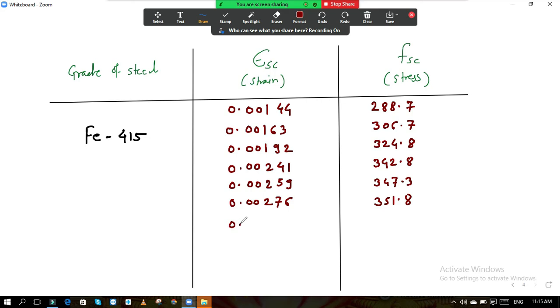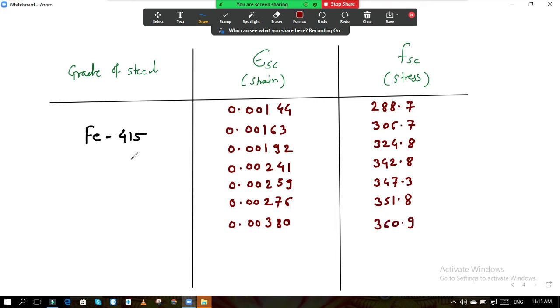Again, at 0.00380, it is 360.9. So these are the corresponding values of fsc, with 360.9 being the last.